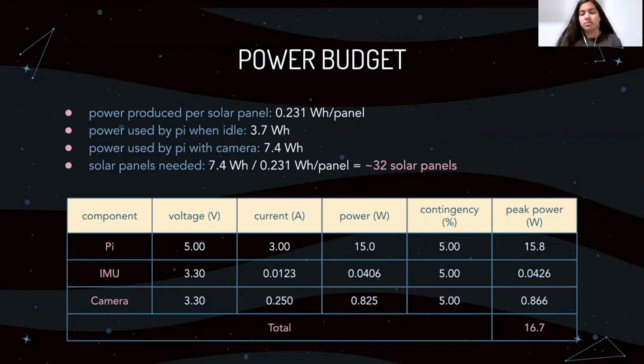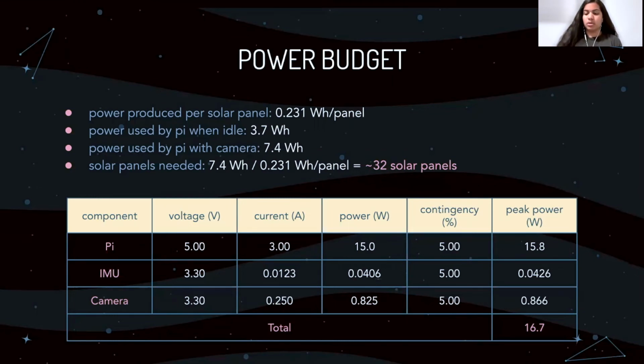And then in the table below, we just tried to find how much peak power would be used according to the specifics given online, just to compare what we measured versus what we should expect. And we actually got the peak power to be around 16.7 volts. So we will probably, in our design, try to have more than 32 solar panels just to account for this increased wattage.